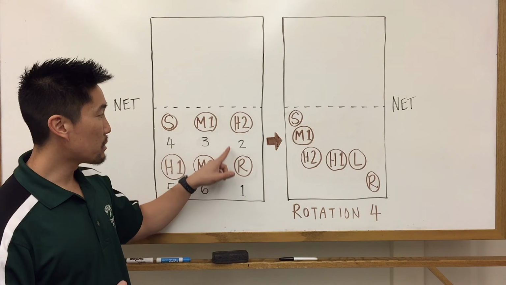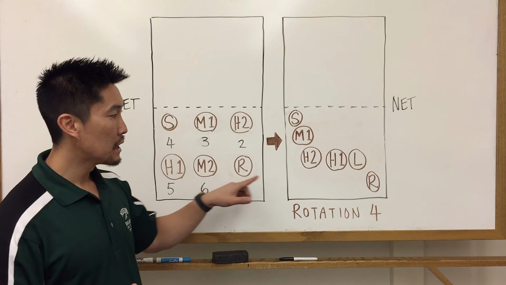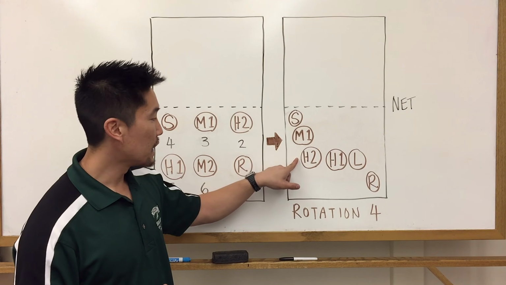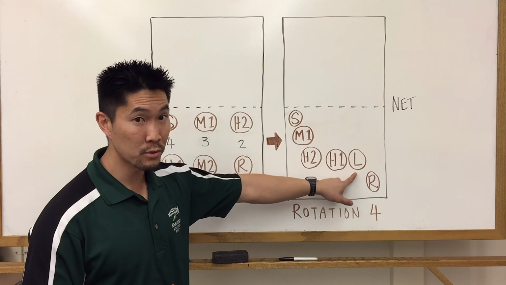The right side is restricted by the H2 and the M2. Here you'll see that the right side is behind the H2 and also to the right of the M2 or the libero.